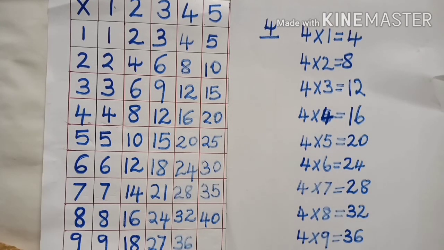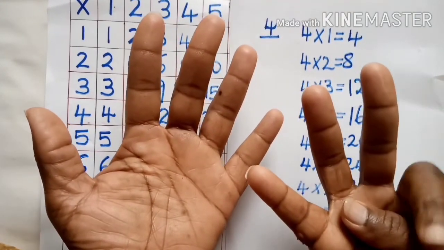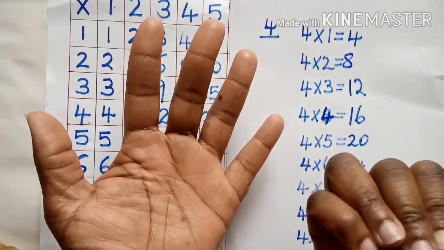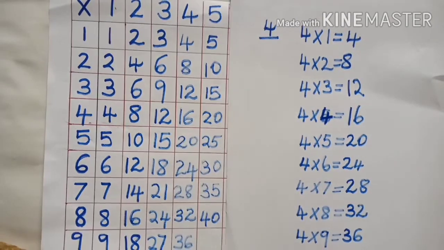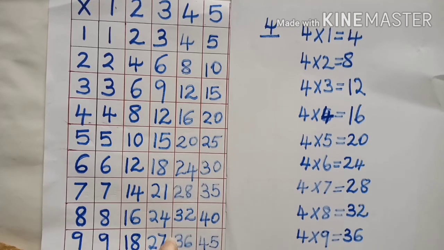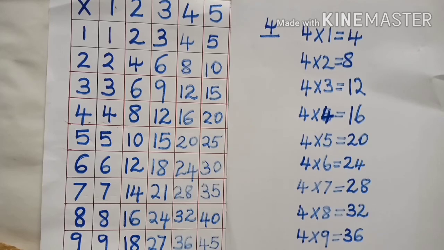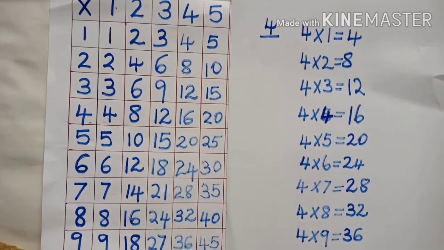9 times 5, we are going to stick 9 fingers out and count in fives. 5, 10, 15, 20, 25, 30, 35, 40, 45. 9 times 5 is 45. And that is how we've been able to memorize the multiples of 1 to 5.